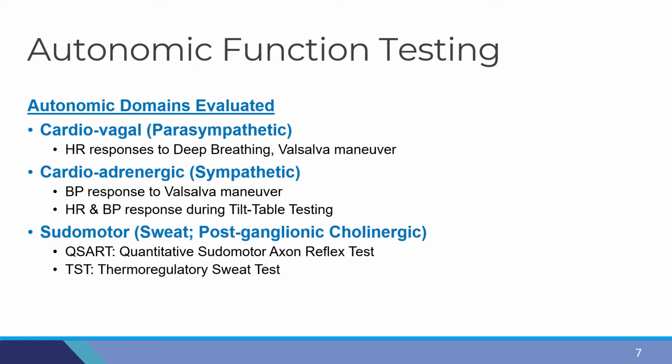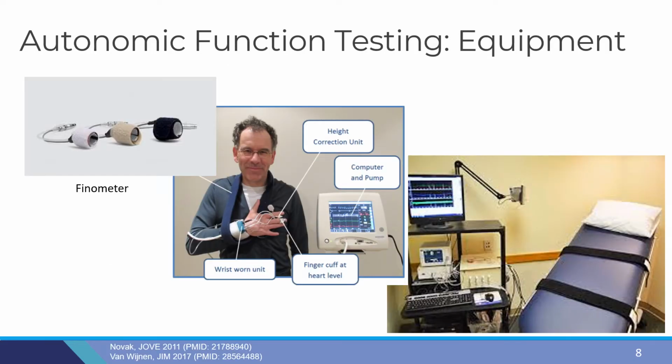As a reminder, your body's parasympathetic responses are your rest and digest responses, and sympathetic responses are your body's fight or flight. For example, testing how your heart rate should respond to deep breathing is one of the parasympathetic domains. During a tilt table test, a patient wears a finometer, which measures blood pressure and heart rate, and the patient is strapped to a table, which moves to change their position from horizontal to vertical.